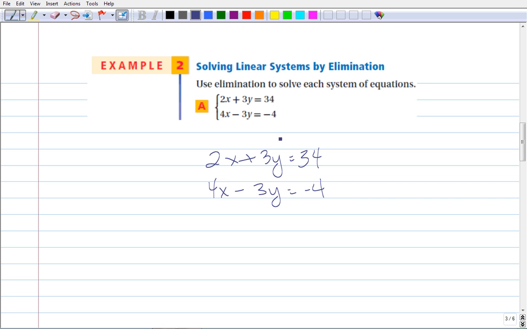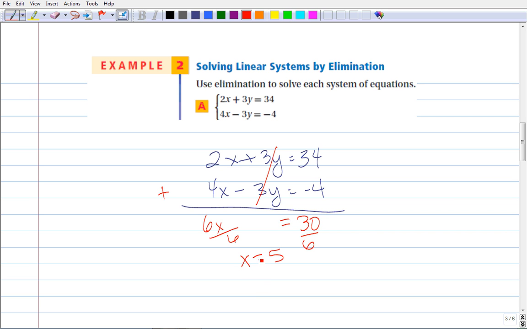So elimination, your goal is to look for, if I add things vertically, what will allow something to cancel out? Well, in this case, if you notice, this plus 3y, if I'm adding these things together, going straight down, those will cancel each other out. So 2x plus 4x is 6x, and then positive 3y plus a negative 3y, those cancel. That's just 0. Equals 34 plus -4 is 30. Then we can just divide by 6 on both sides, and we get x equals 5.